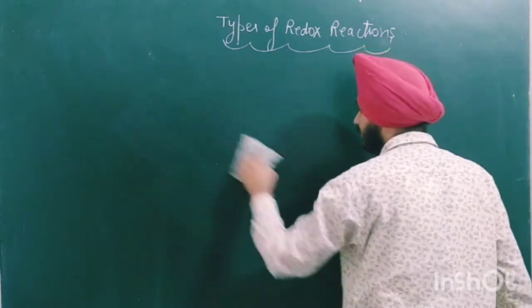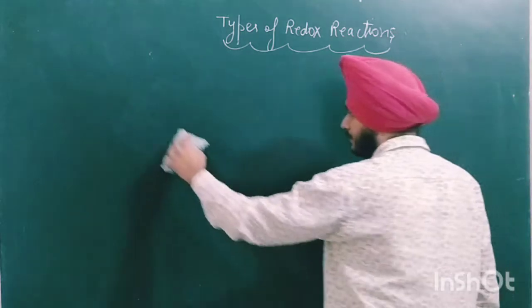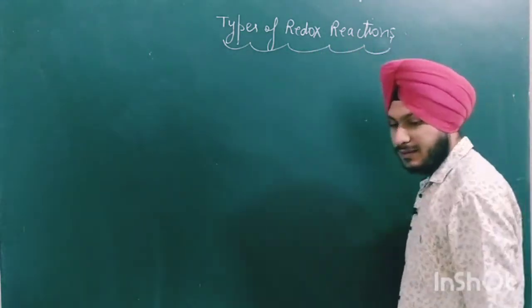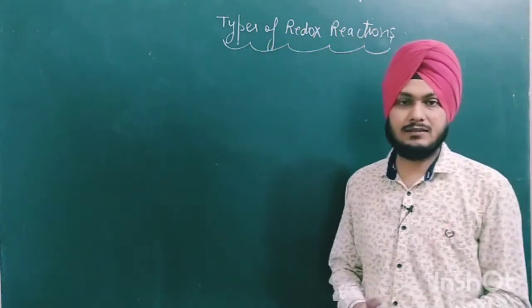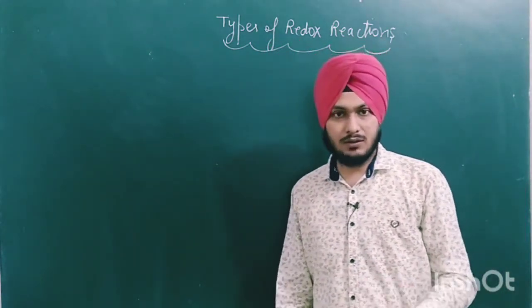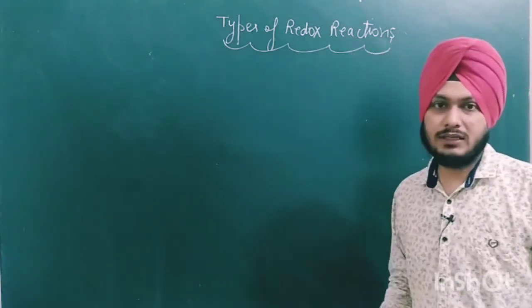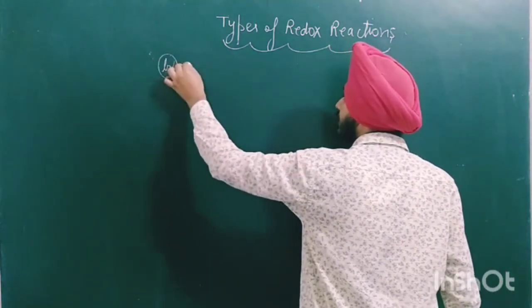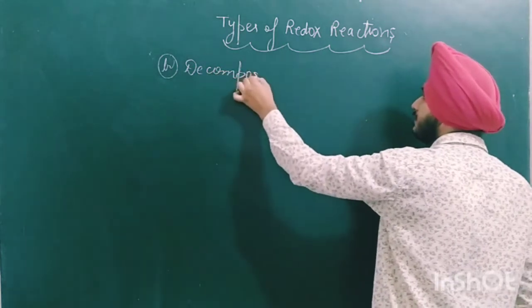In combination reactions also we have studied that one of the products or reactants is in its elemental state. For example, O2 as a gas is the elemental state of oxygen. Similarly, hydrogen as a gas is also the elemental state. Magnesium as a solid is the elemental state of magnesium. So the second type is decomposition reaction.